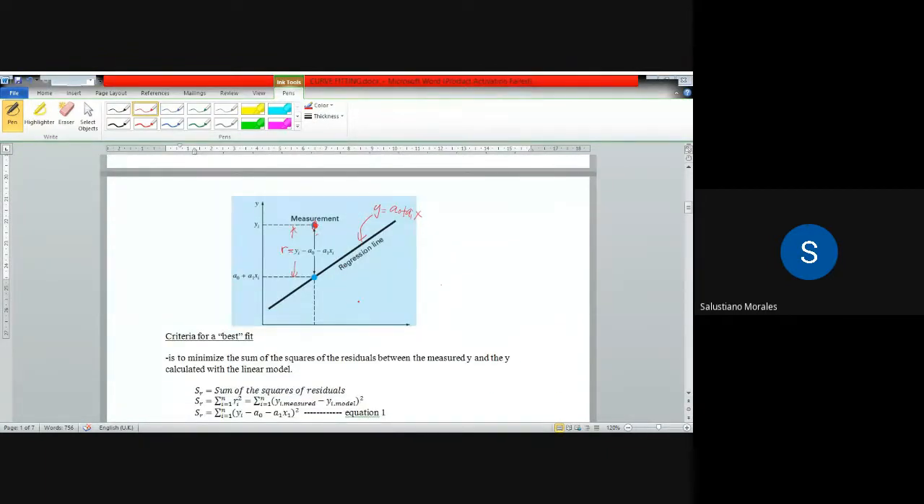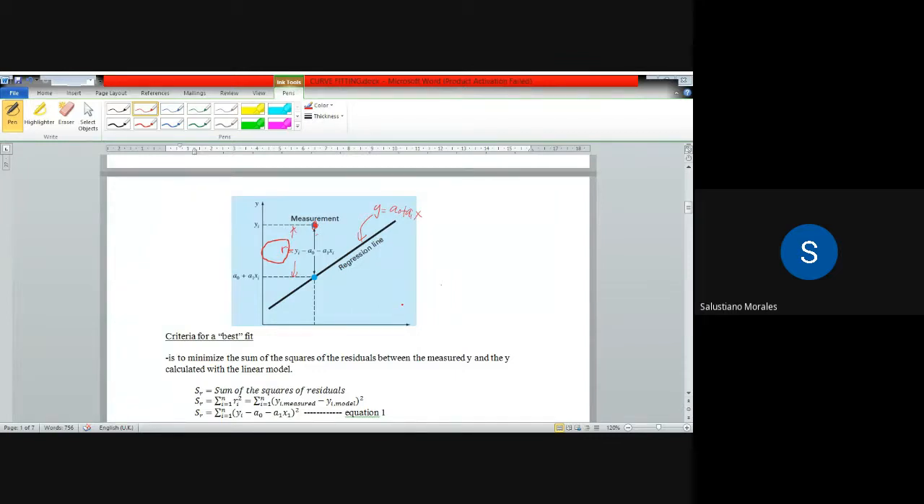Then the criterion for a best fit is to minimize the sum of the squares of the residuals between the measurement y and the y calculated with the linear model. So we minimize the sum of the squares of our residuals r. We have many points here.